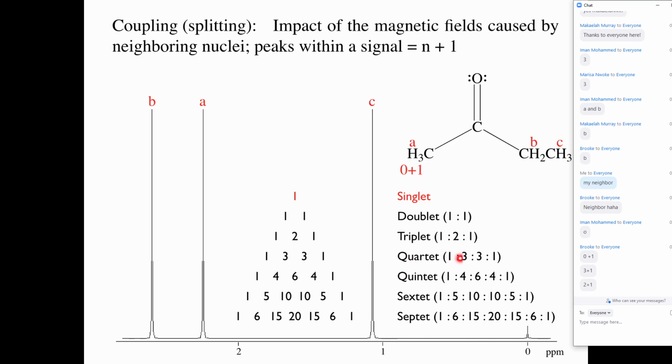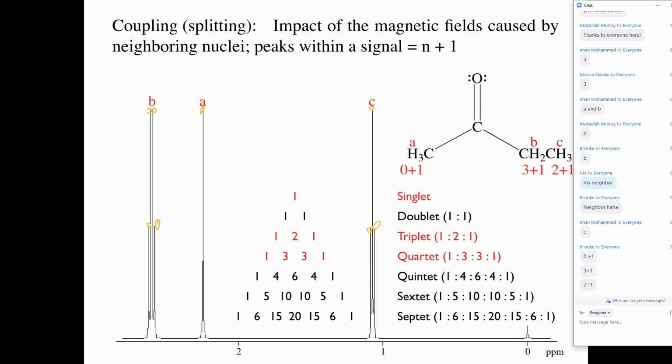B, there's 3 neighbors, so 3 plus 1, quartet. So this just turned into a quartet. And then C, 2 plus 1, triplet. So this turns into a triplet. Let me just figure out what a triplet means and what a quartet means. Are there 1, 2, 3, 4 local peaks within that overall signal? And the area is 1 to 3 to 3 to 1, not the height, but the area. Okay. This is a singlet, and this is a triplet, 1 to 1 ratio.